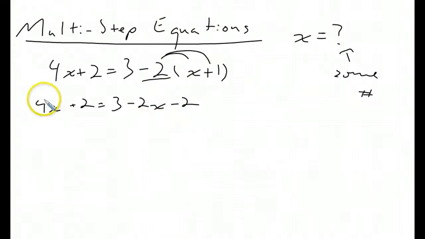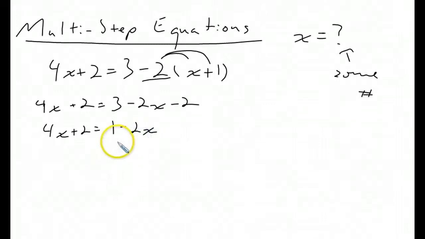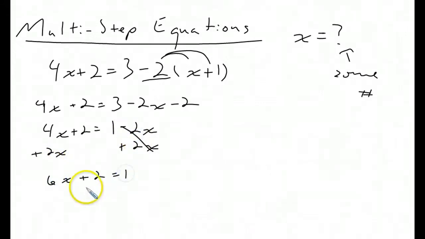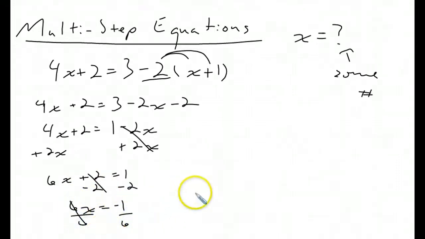And then it's just a matter of combining like terms and getting it so that x equals some number. So the left side, I'm still going to leave the same because there's no like terms over there to combine. But I notice 3 minus 2 is 1. So I can say over here I have 1 minus 2x. Well, combine your x's. So add 2x to both sides. So then I have 6x plus 2 equals 1. Subtract your 2 from both sides to get it away from the x. So you have 6x equals negative 1. And if you divide by 6 on both sides, 6 divided by 6 is 1, so you have x equals negative 1 over 6.